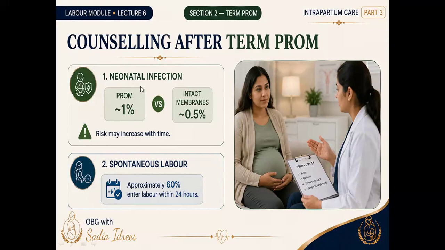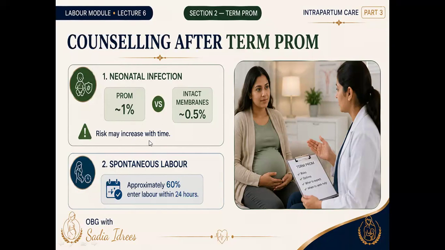First, the infection risk. The risk of serious neonatal infection after term pre-labor rupture of membranes is approximately 1%, compared with around 0.5% when membranes remain intact. So roughly speaking, the risk is increased, and it may increase with time after rupture.